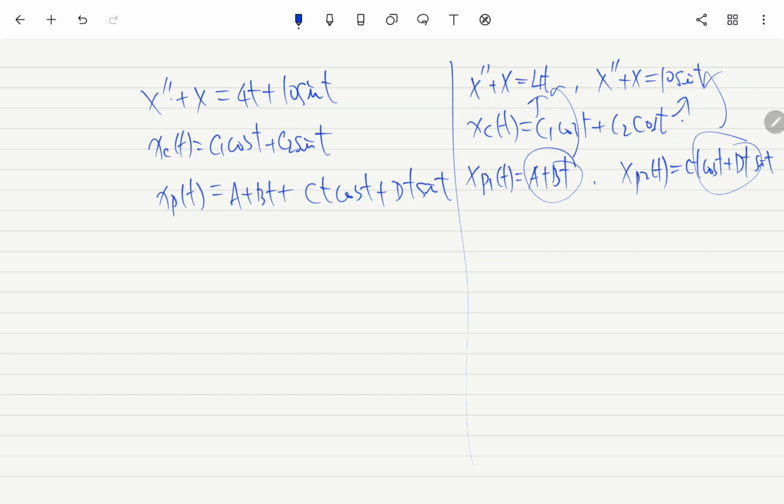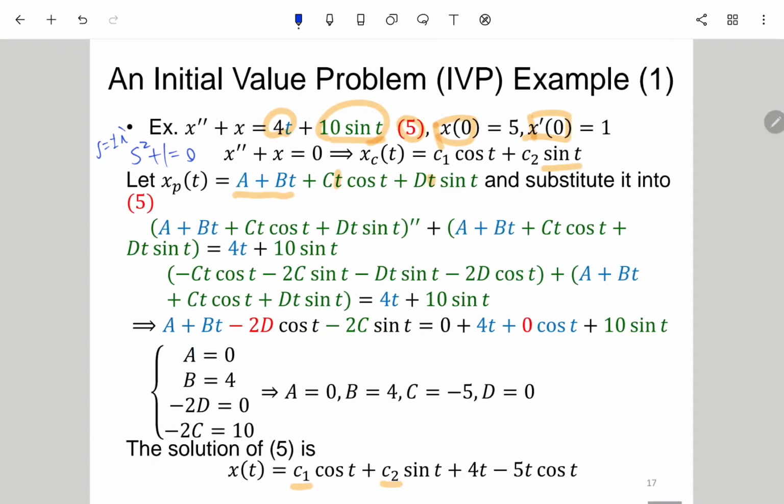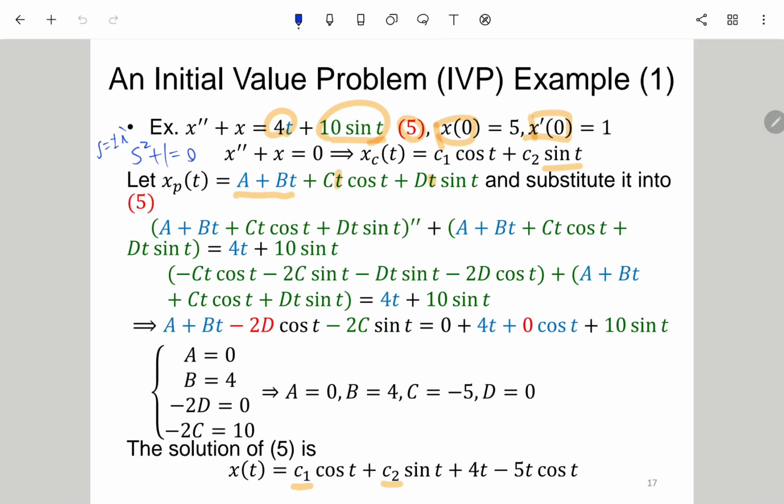And then finally, the solution will be xc plus xp1 plus xp2. So you will get the same answer. But here I just show you, I just assume xp to be the whole thing, and then plug it into the whole equation. So it is like the whole thing double prime plus the whole thing equals 4t plus 10 sine of t.